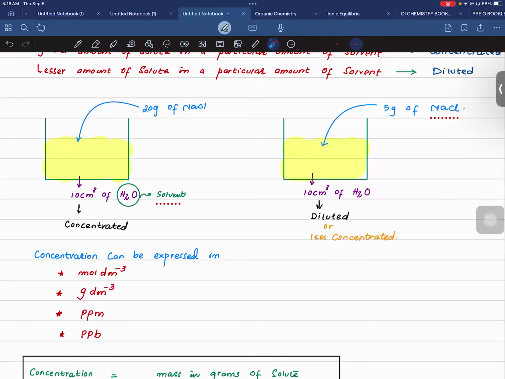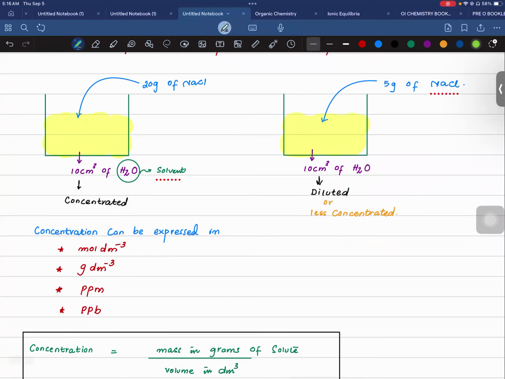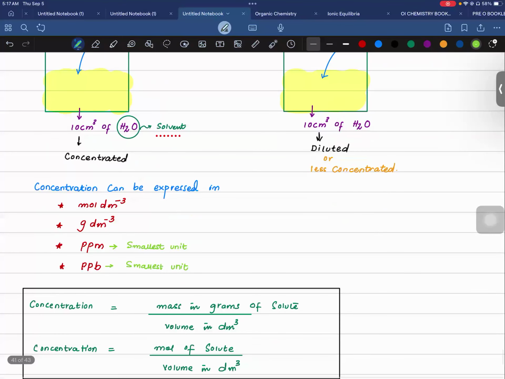So concentration can be expressed in these terms: mole per dm cube, grams per dm cube, ppm, ppb. ppm means parts per million, and ppb means parts per billion. These are the smallest units of concentration.